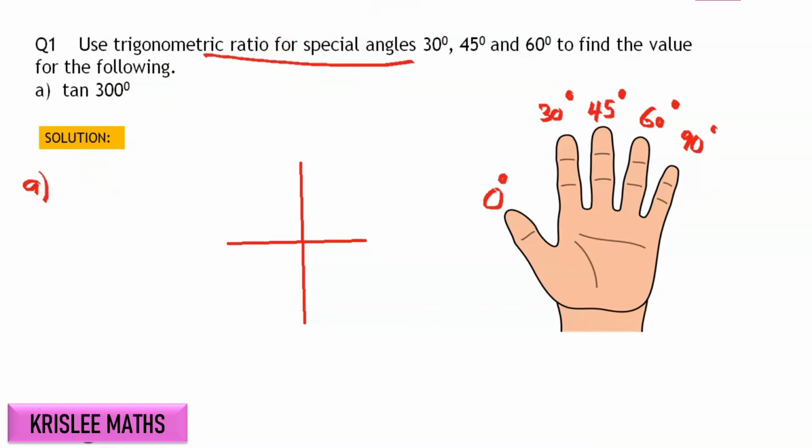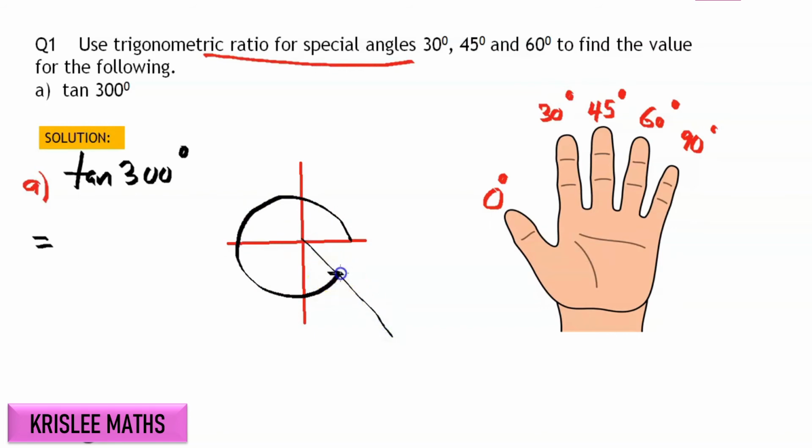First question is tangent 300 degree. Here tangent 300, the angle given is positive angle, therefore you move from positive x-axis, you move in anti-clockwise direction until you reach 300 degree. In this case you will stop at 4th quadrant. In 4th quadrant, remember only cos is positive.